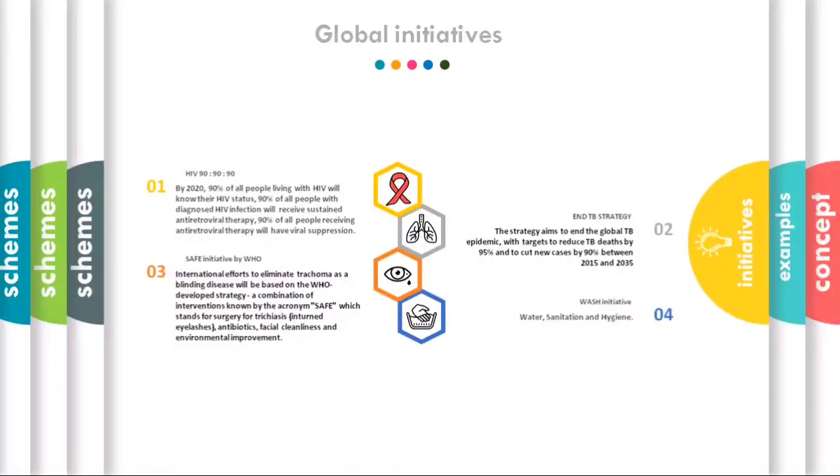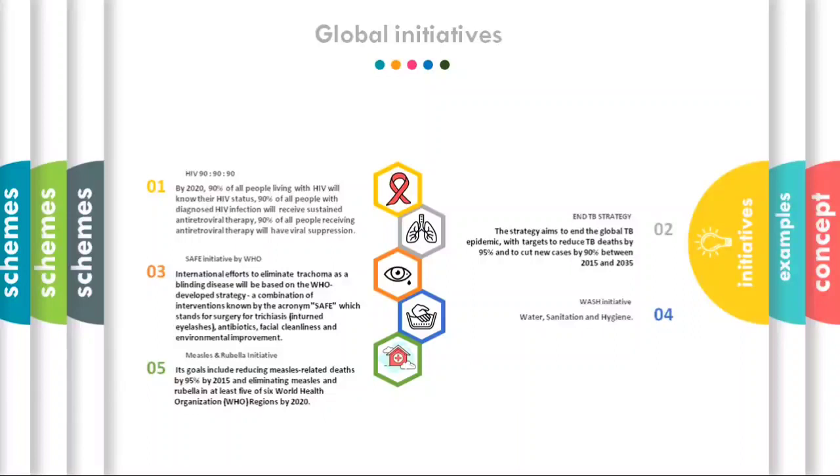Next initiative is the WASH initiative. WASH is an acronym for water, sanitation and hygiene. The WASH initiative was a joint initiative launched by WHO as well as UNICEF. Next is the Measles and Rubella initiative. Measles and Rubella are again two communicable diseases, and the M and R initiative has a global goal of reducing measles related deaths by 95% by 2015, though that date has passed. The second goal was to eliminate measles and rubella in at least 5 of the 6 World Health Organization regions. World Health Organization has 6 regional councils, and 5 of these should be declared measles and rubella free.